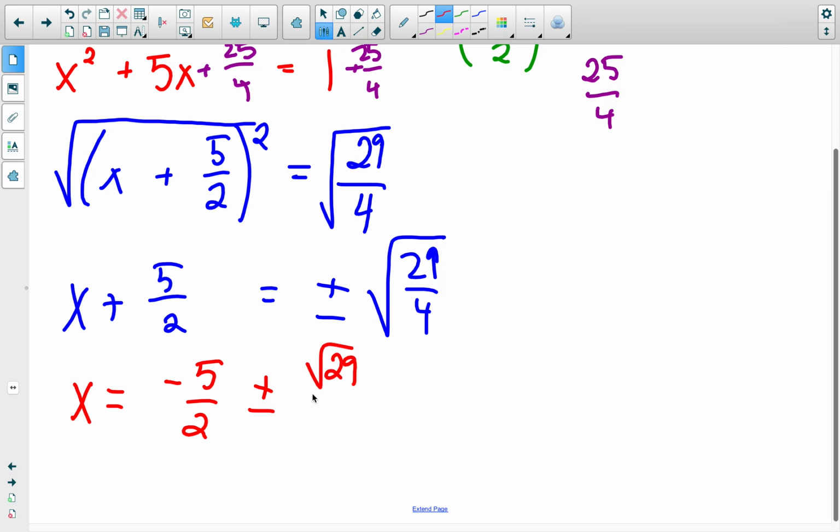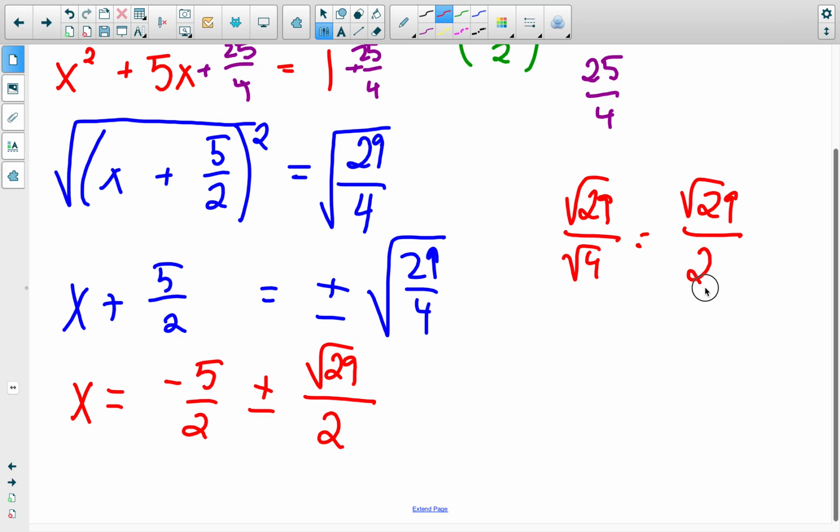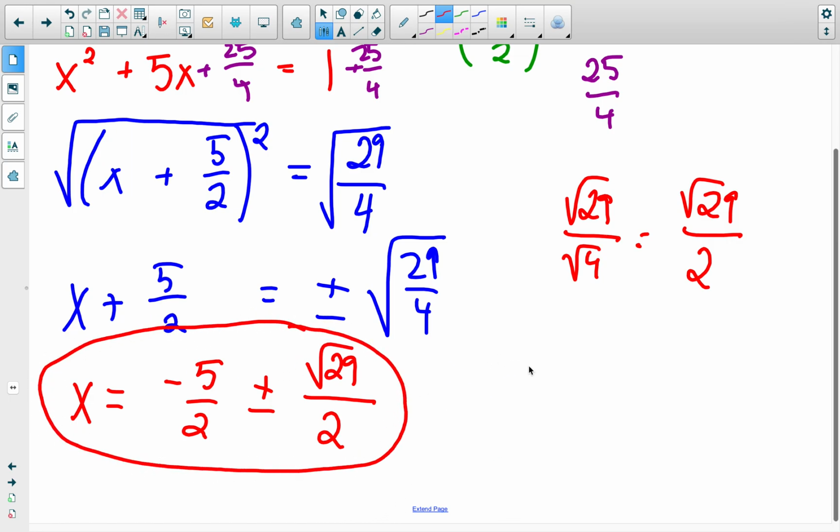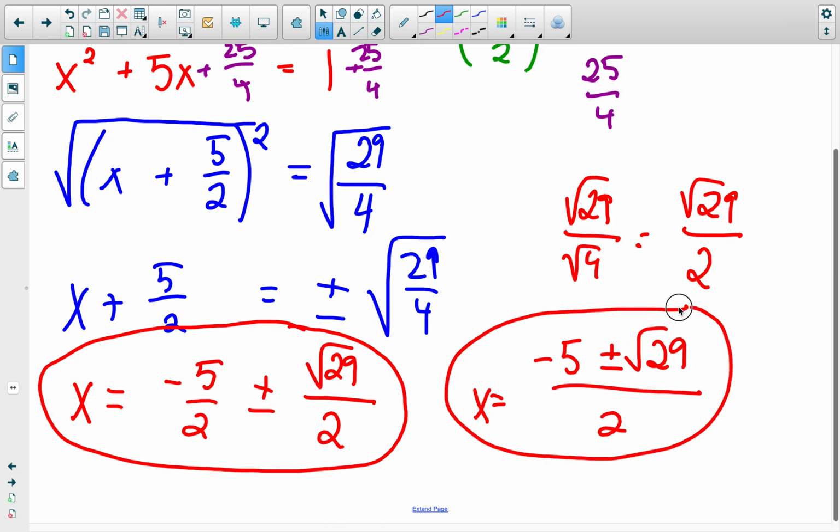I'm going to simplify that as the square root of 29 over 2 because I can take the square root of 29 over the square root of 4 to simplify this, which will give me the square root of 29 over 2. If I really wanted to, I could leave it like this, or since I have a couple of 2's, I could rewrite this over one denominator: negative 5 plus or minus the square root of 29, all over 2. And you can just leave it like that.